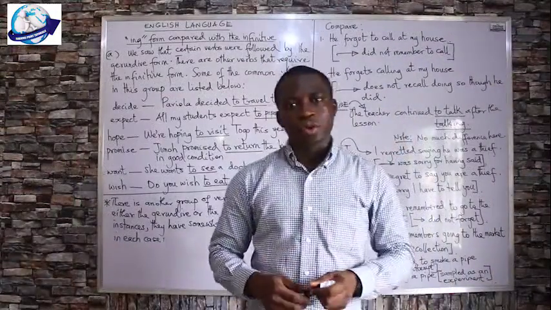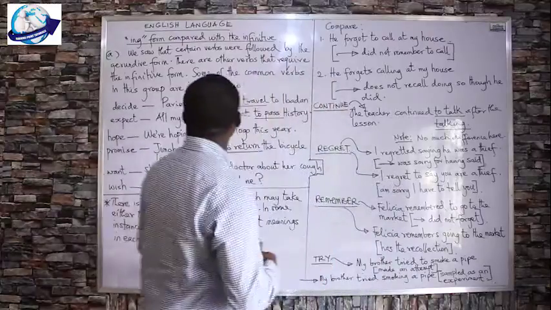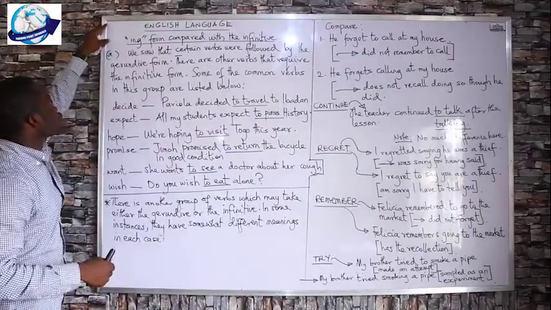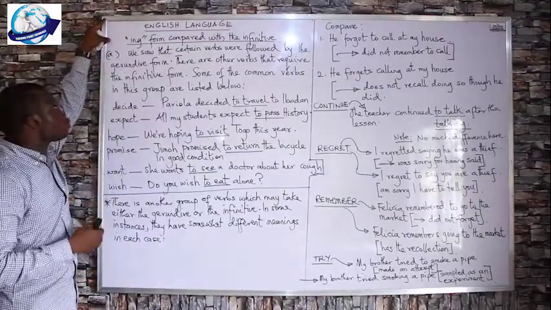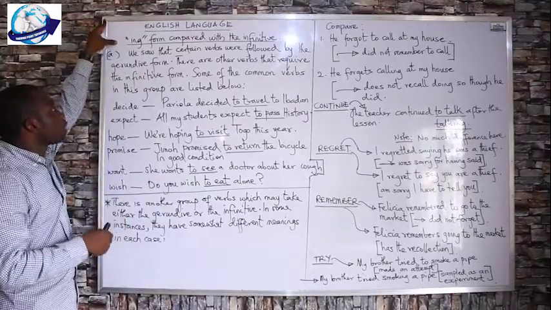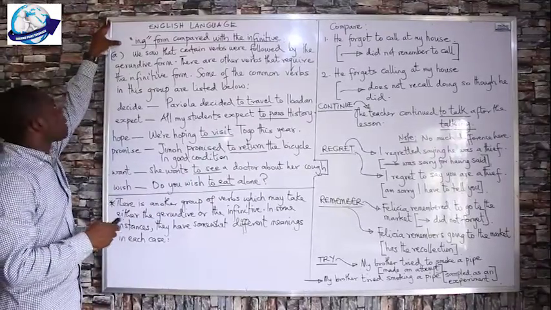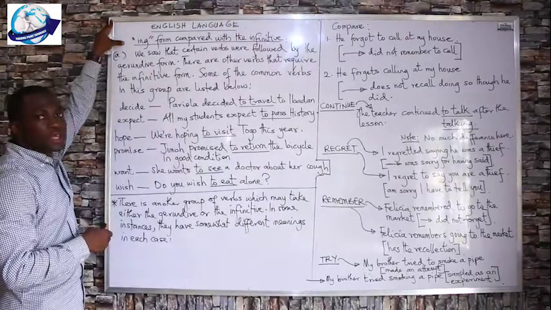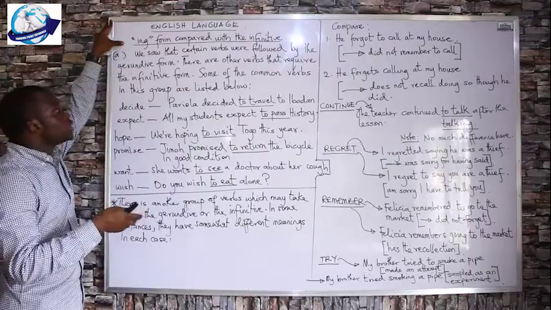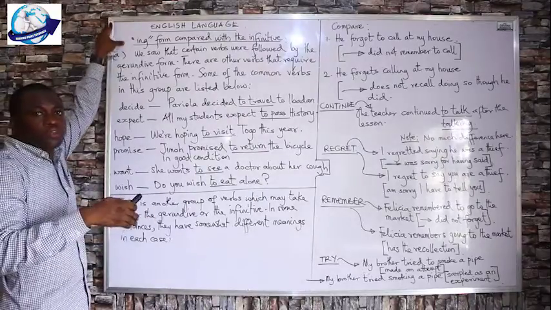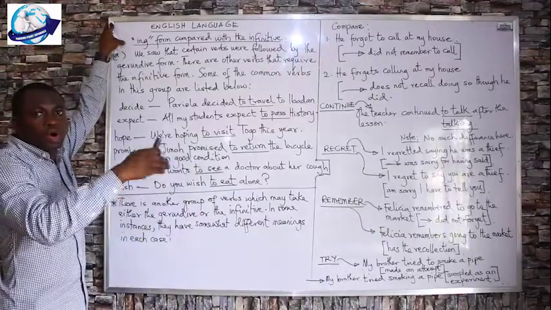Alright, let's make progress. I said we are going to look at other areas in this topic. And before us on the board is the ing form compared with the infinitive. When I say the ing form, I mean the gerund. Then the infinitive. What's the infinitive? The infinitive is a combination of the preposition to and a verb.